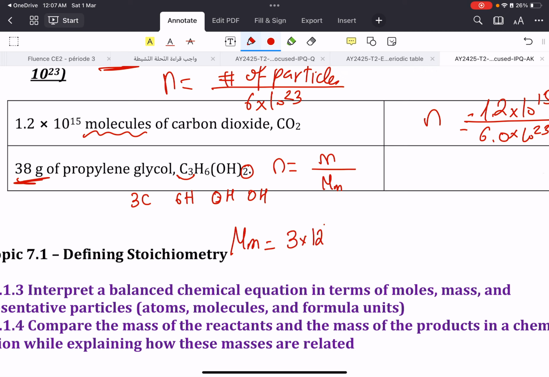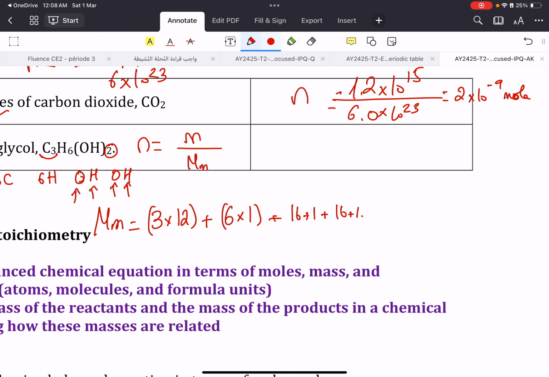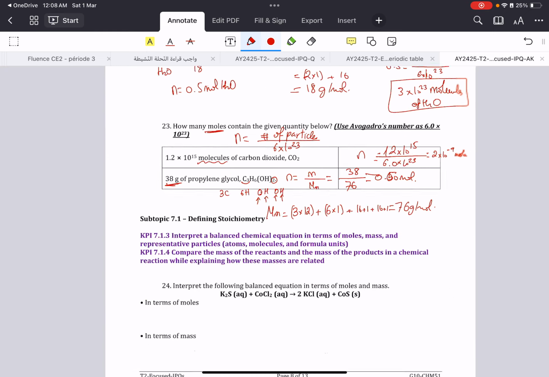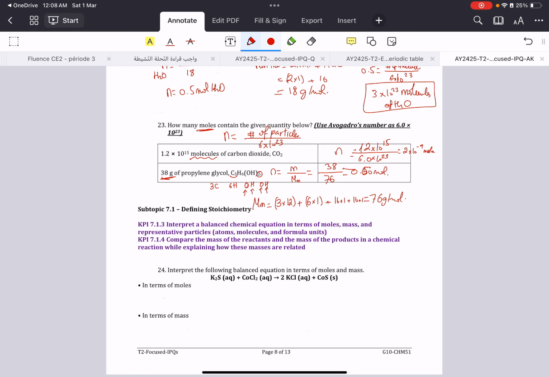It is 3 times the molar mass of carbon, which is 12, plus 6 times the molar mass of hydrogen, plus 16 plus 1, again 16 plus 1. And the molar mass is 76 gram per mole. So here I'm going to write this given mass, the 38 over 76 gram per mole, and the answer is 0.50 mole. So please be careful with the formula that you are using.